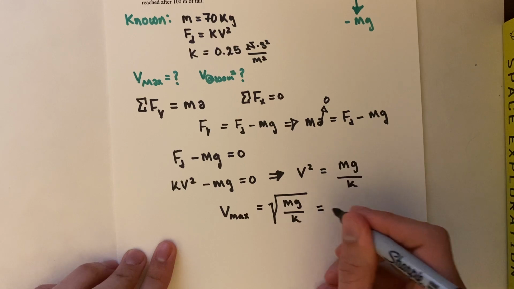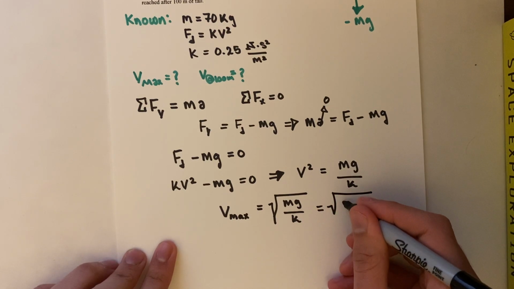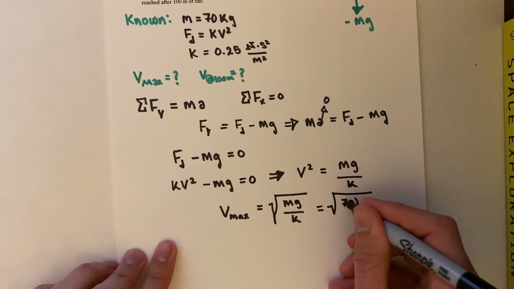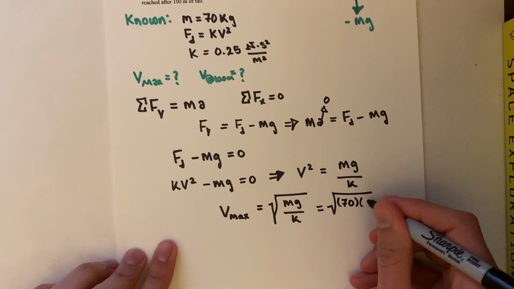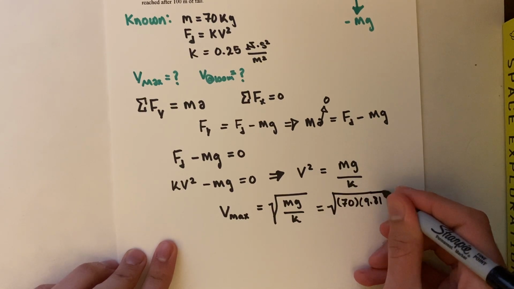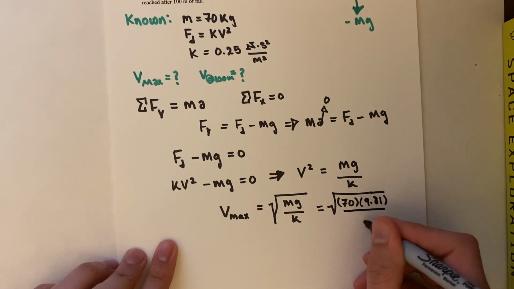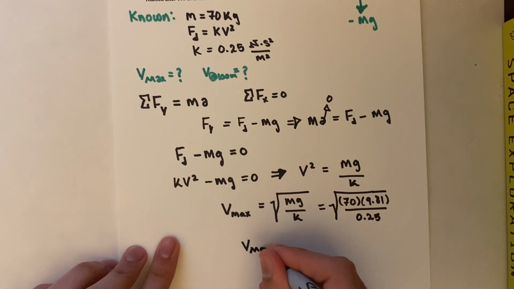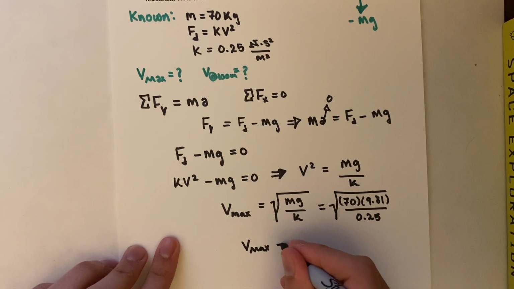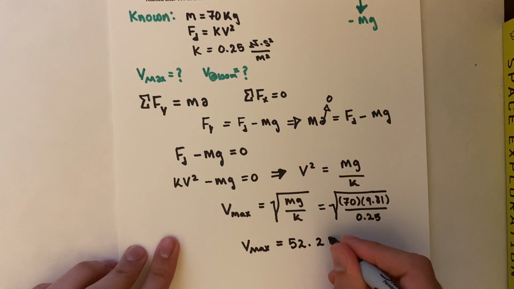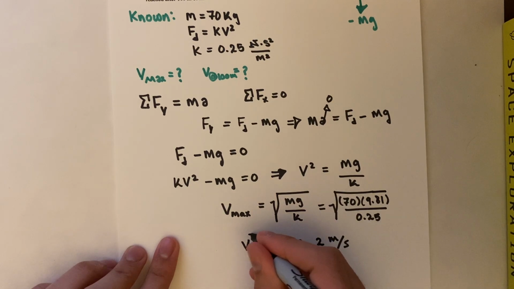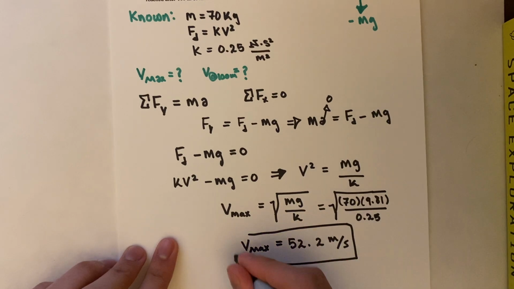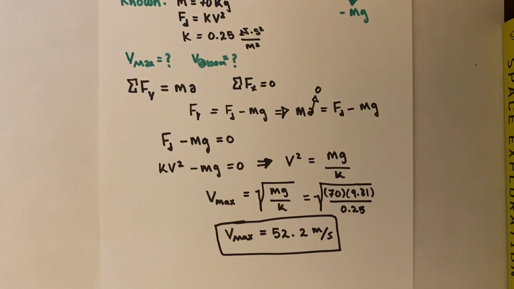If we go ahead and substitute the values, we'd get 70 kilograms times 9.81, which is our gravitational acceleration, all divided by our constant, which is 0.25. We would get that the maximum velocity is equal to 52.2 meters per second. And that's how you get the maximum velocity.